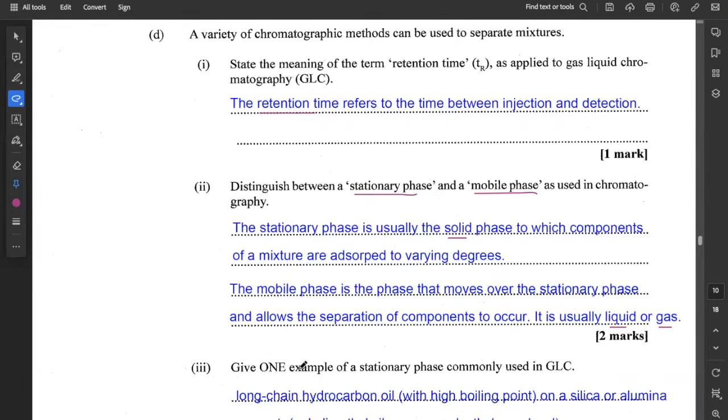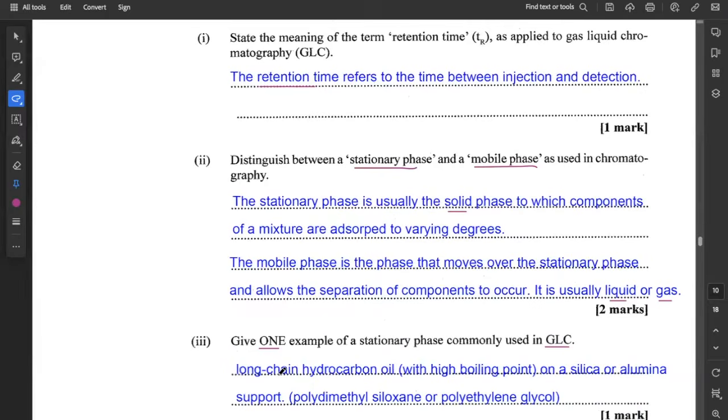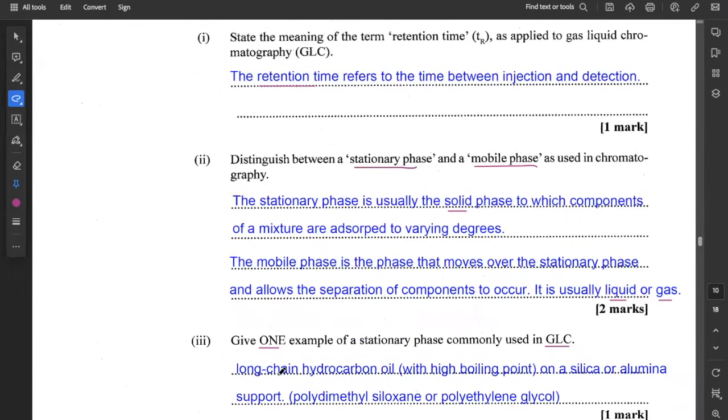Part 3 says, give one example of a stationary phase that's commonly used in gas-liquid chromatography. So one example is what they're asking for. Our stationary phase in gas-liquid chromatography is generally going to be a liquid. It's going to be a long-chain hydrocarbon oil that has a high boiling point, and they're going to put that on a silica or aluminum support.